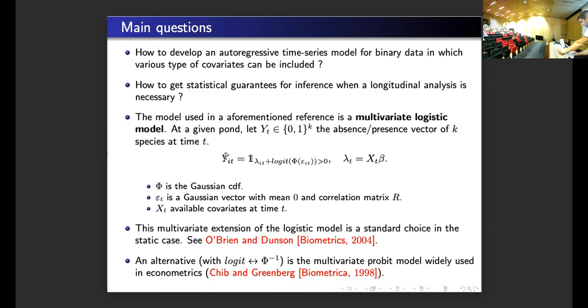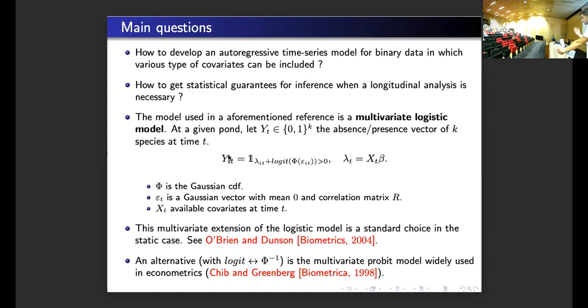The absence-presence, the 0, 1, is modeled by Y, the response, which is simply 1 if a continuous response is positive. And this continuous response is a linear combination of some covariates plus a noise. In the example here, the noise is modeled through a multivariate Gaussian distribution in such a way that marginally it follows a logistic distribution, and then marginally the model is a logistic regression.